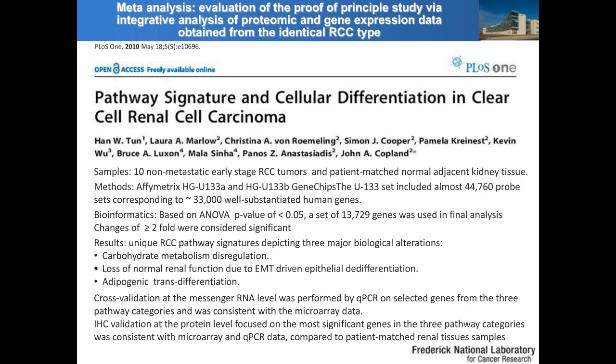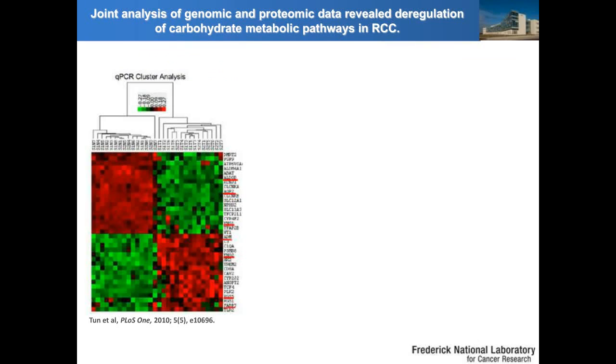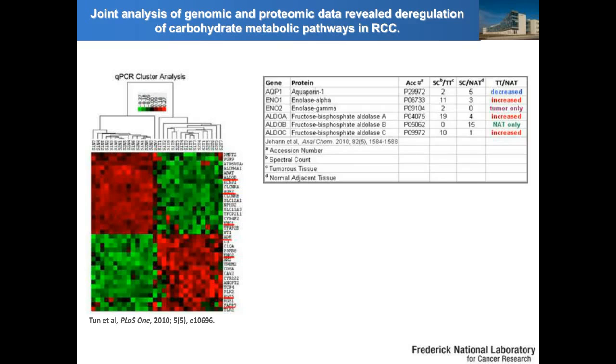So this is a well-substantiated study, and we wanted to see how our data coincide with this analysis. Here, this joint analysis data revealed the deregulation of carbohydrate metabolic pathways, and those underlined in red were also identified in our proteomic analysis. Obviously we couldn't identify every gene by qPCR because proteomics is still under-sampling, but this analysis for aquaporin and the other proteins listed in this table are really in agreement with the expression shown in the heat map using the genomic approach.